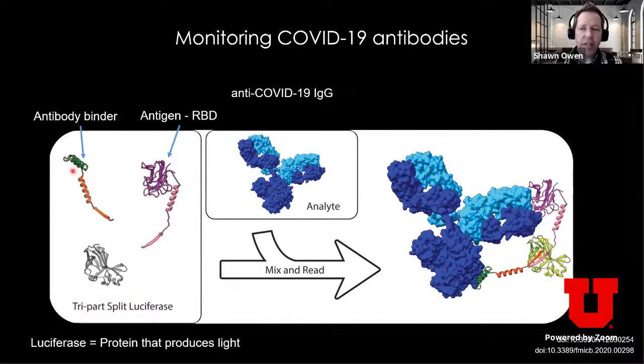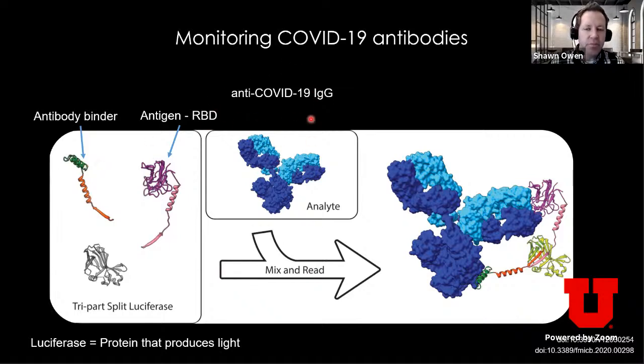And so what we did is we took part of this luciferase and fused it to something that will bind to antibodies. And then we took another part of this luciferase and fused it to an antigen. In this case, I'm talking about an RBD. So if we take the RBD, the receptor binding domain of COVID, and fuse it to part of the luciferase, then we have something else that will sandwich onto the antibodies.